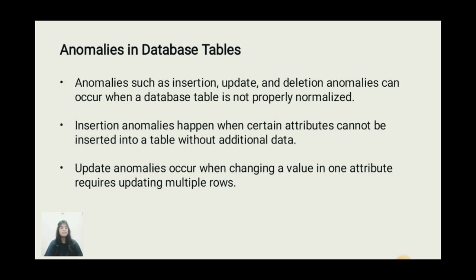Anomalies in database tables. Anomalies such as insertion, update and deletion anomalies can occur when a database table is not properly normalized. Insertion anomalies happen when certain attributes cannot be inserted into a table without additional data. Update anomalies occur when changing the value of one attribute requires updating multiple rows.